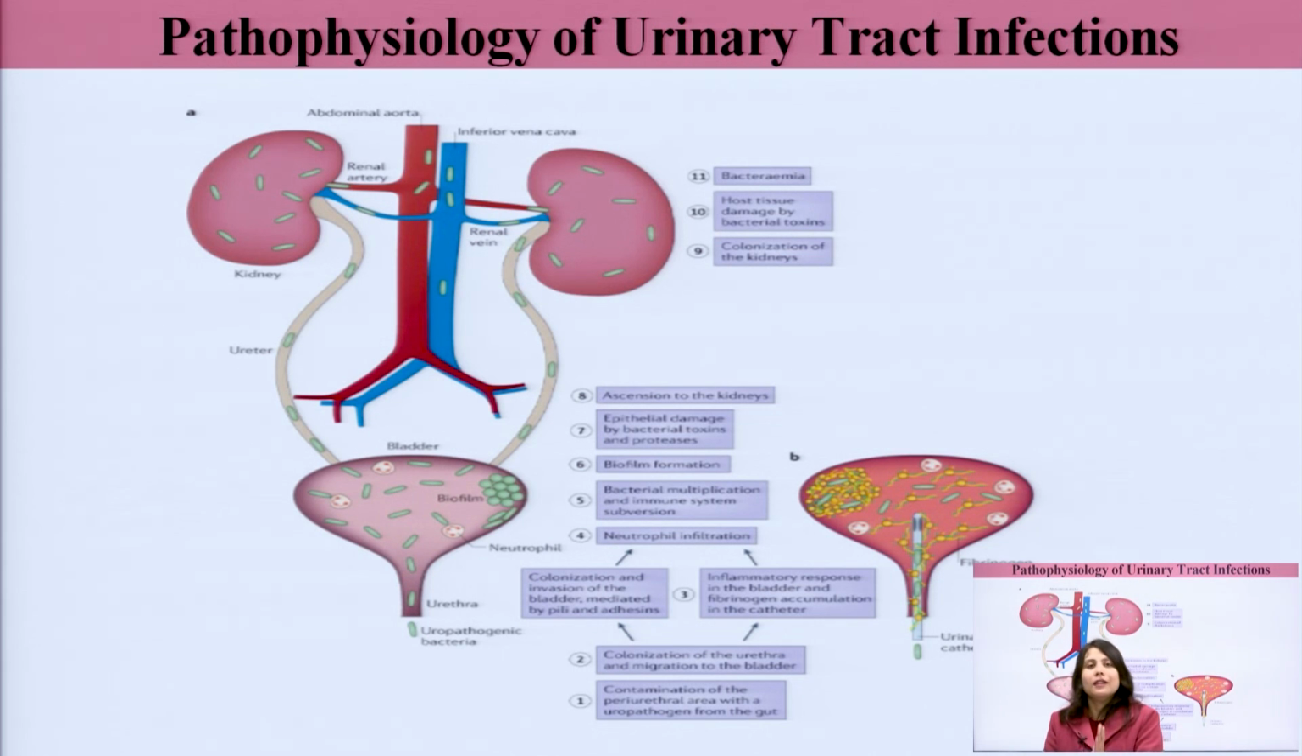This image depicts the exact same steps that I just discussed, and the route is the ascending type of route for urinary tract infections, beginning from the urethra and making its way towards the kidneys. This is all about the pathophysiology of urinary tract infections.